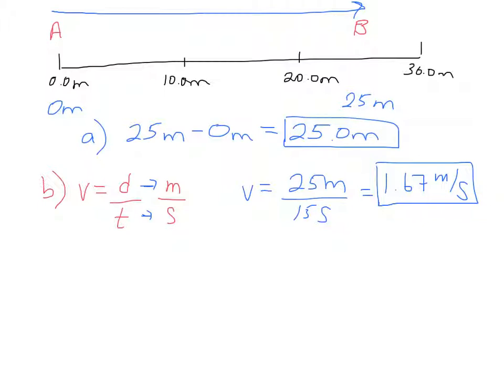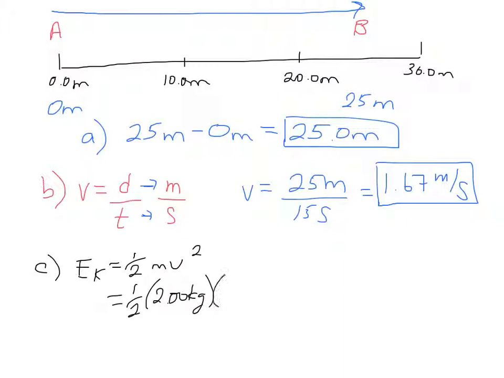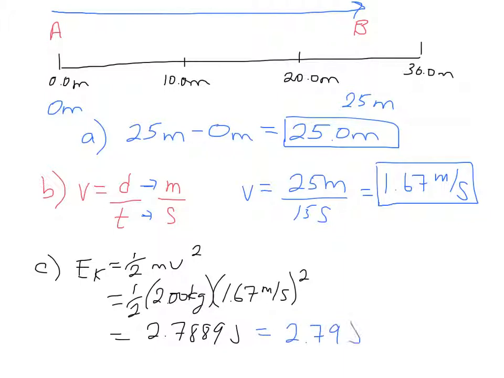And for C, it's asking us for the kinetic energy, which means we're doing EK is going to be half mv squared. So we know that we have half. The question gives us the mass of 2 kilograms. And we just calculated our velocity of 1.67 meters per second, and we'll square that. The answer here is going to be 2.7889 joules. But in the question we were given 3 significant digits, which means we have to give back 2.79 joules.